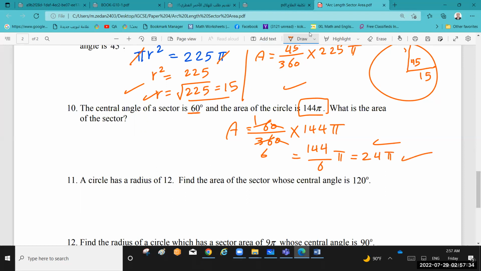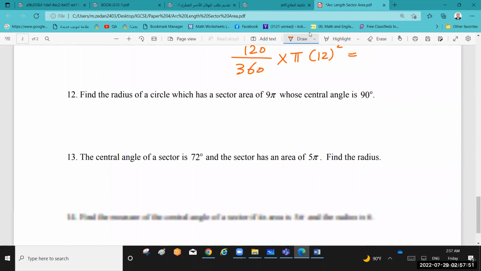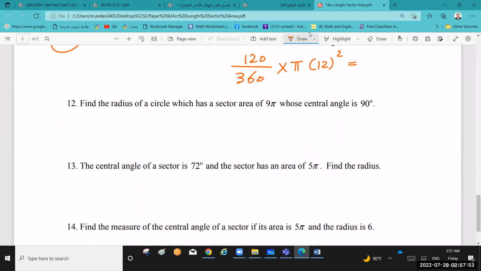This is the answer. A circle has a radius of 12. Find the area of a sector whose central angle is the same. One step: 120 over 360 times pi r squared. Easy, very simple. Okay, I will do number 12, and 13 and 14 are homework for you. Try to solve them and write the answers in the comments, please.